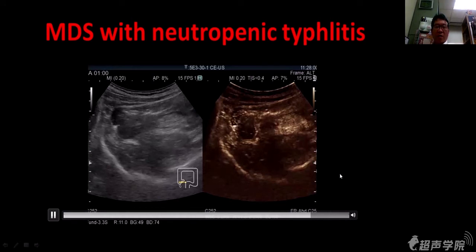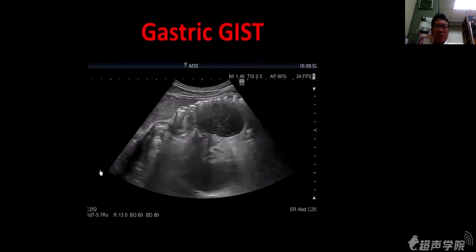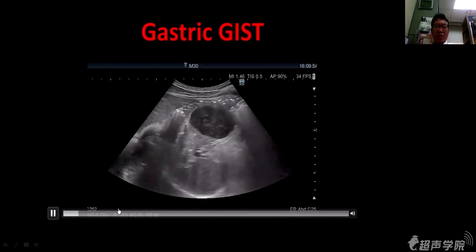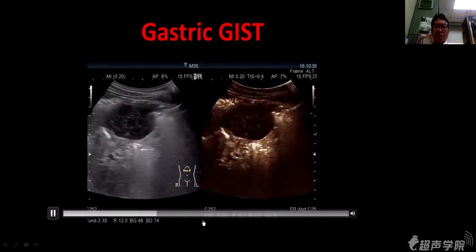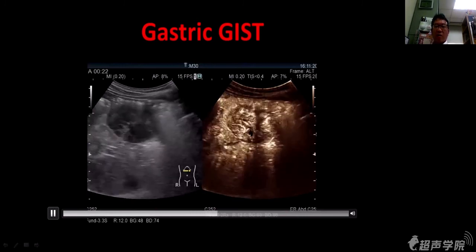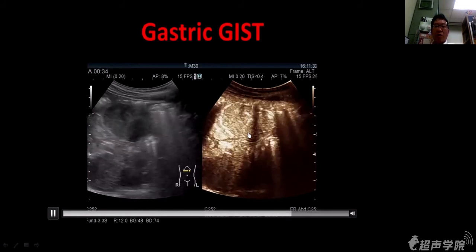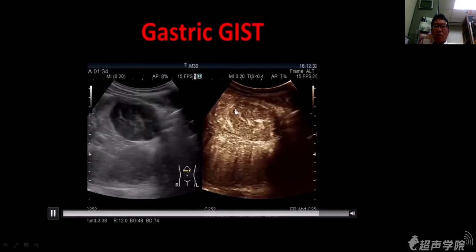And we also can use contrast-enhanced ultrasound for GIST because the contrast can delineate hypervascular tumor without necrosis, even in small GIST, and also can predict the tumor response to some targeted therapy. This is our case of gastric GIST, and after the injection of the contrast, there are large vessels and hyper-enhancement of the tumor. And they also show the early washout of the perfusion.